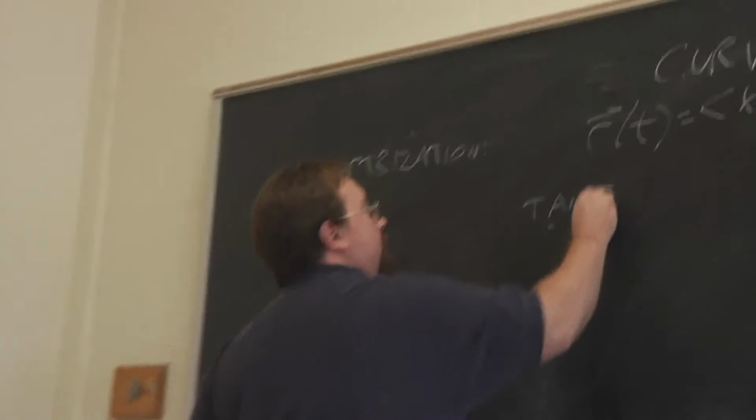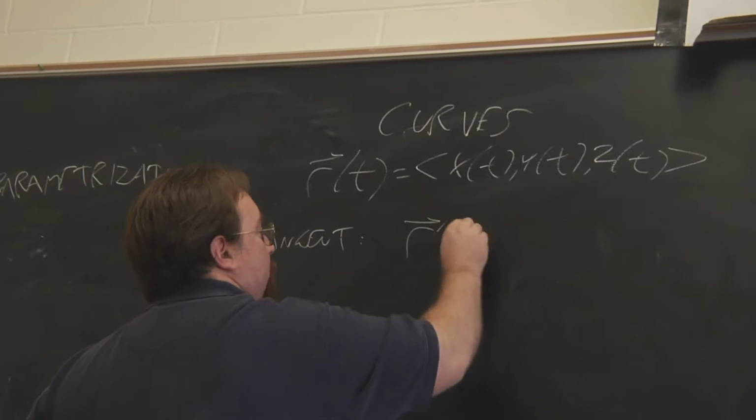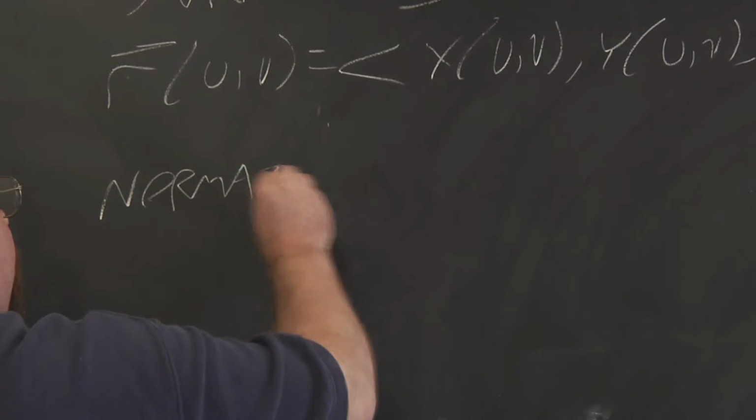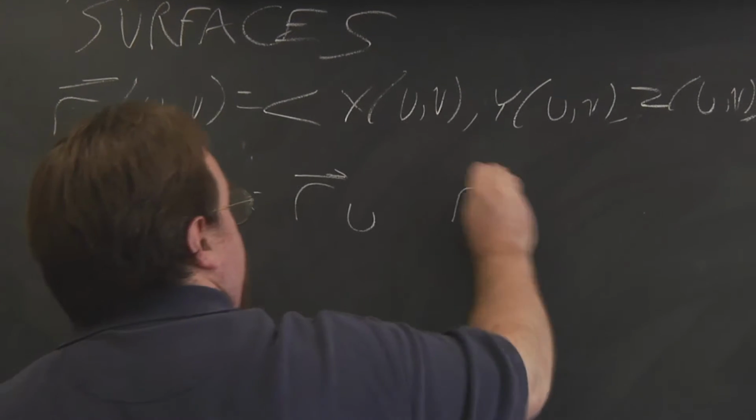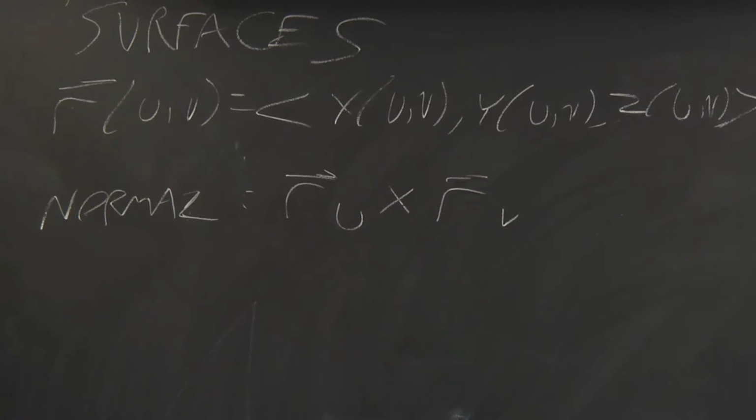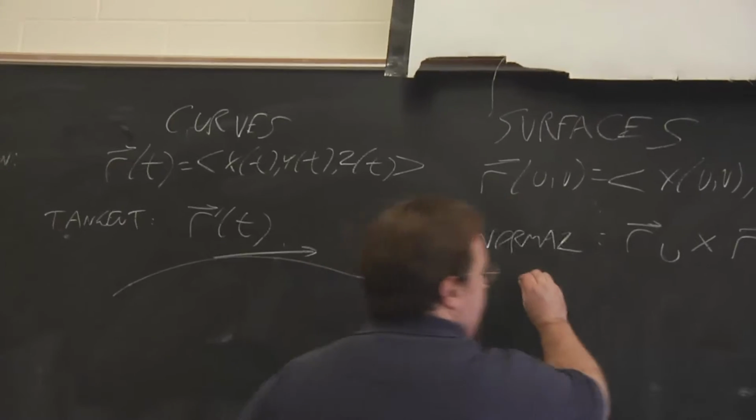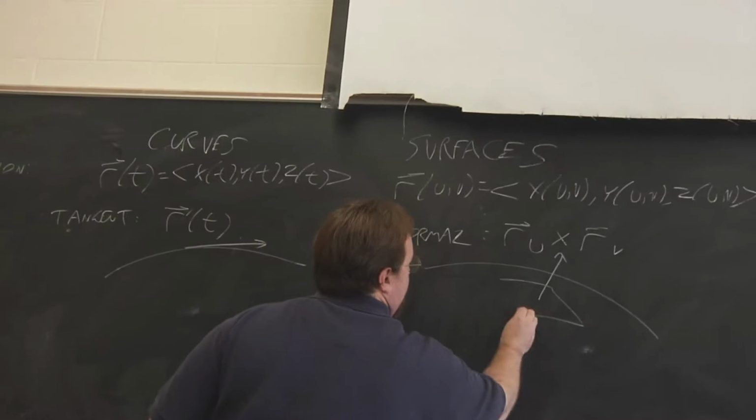For curves, we have a tangent vector that we care about, and that's going to be r prime of t. Whereas with surfaces, we have a normal vector that we need to compute to do anything involving a surface. So we take partial derivatives with respect to u, partials with respect to v, and take a cross product, and that gives you a vector that is normal to the surface at any point. So we have here a curve and the tangent vector. Here we have a surface and the normal vector to the tangent plane.